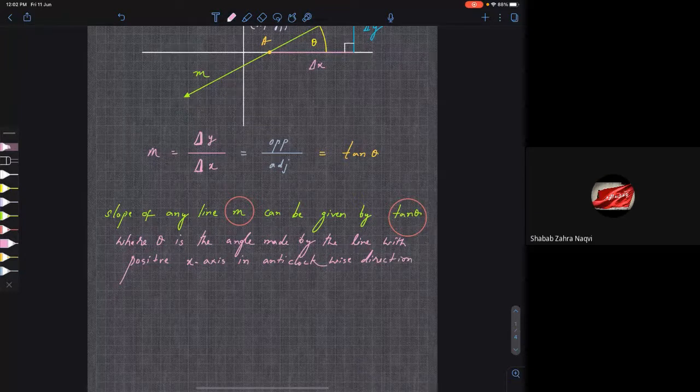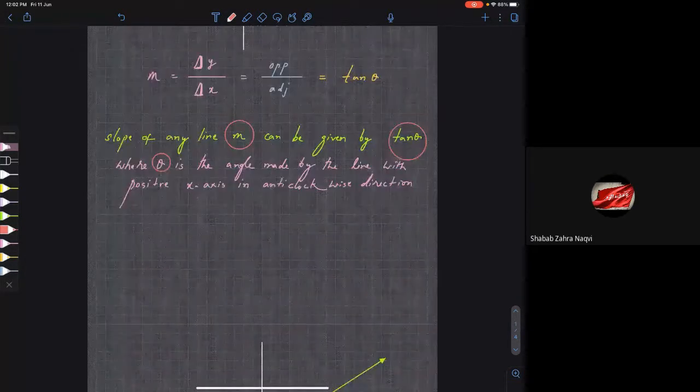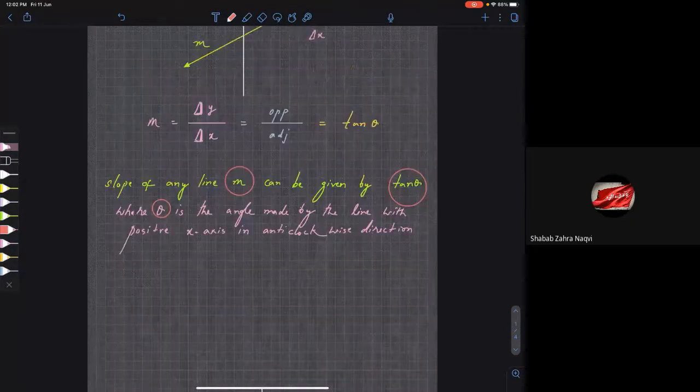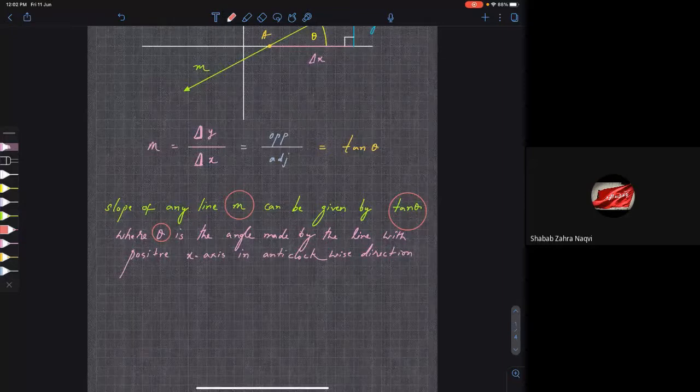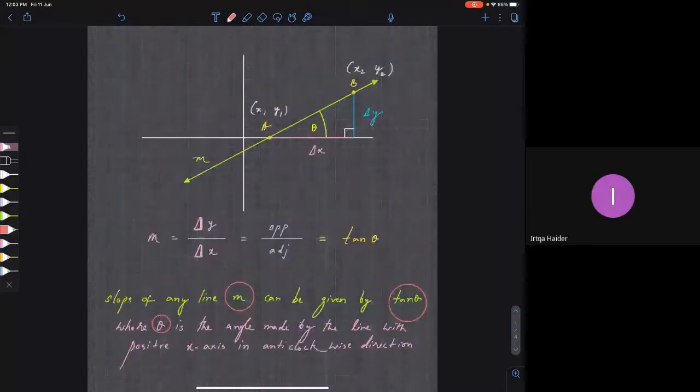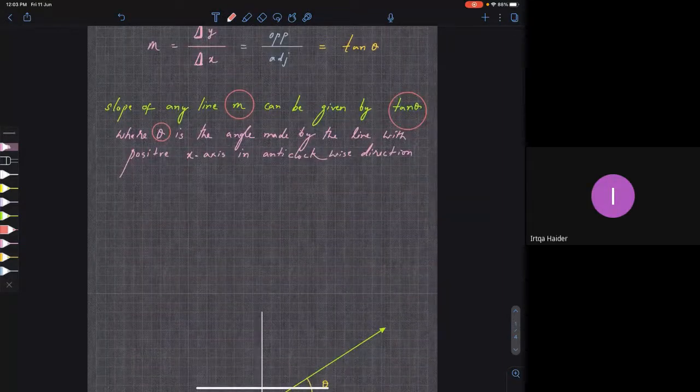Are you getting my point? So basically this theta is our polar coordinate. R comma theta we say, na? So that is this theta. Okay, fine. So what is the conclusion here? M is equal to tan theta.